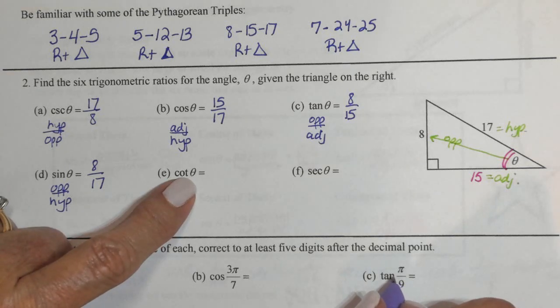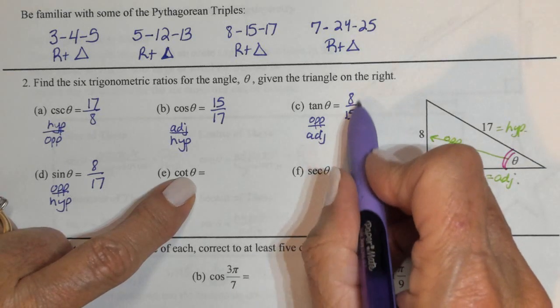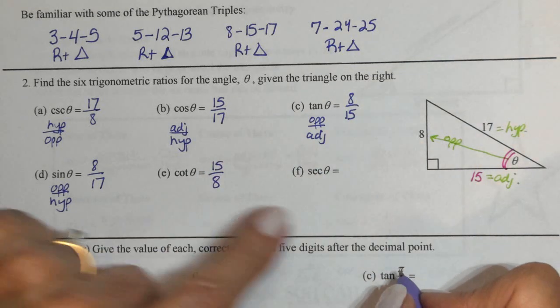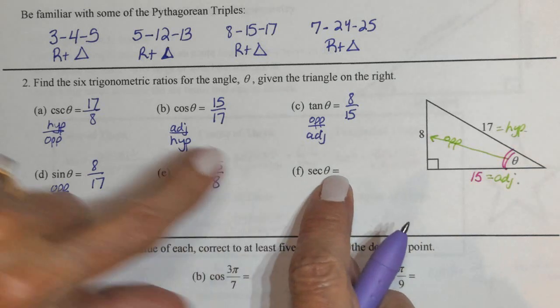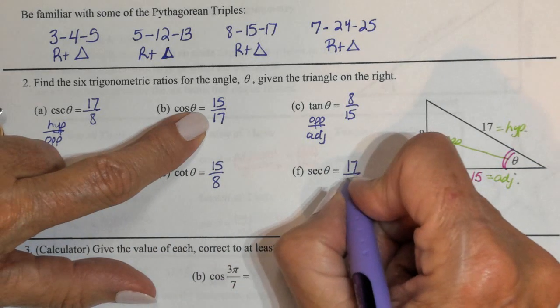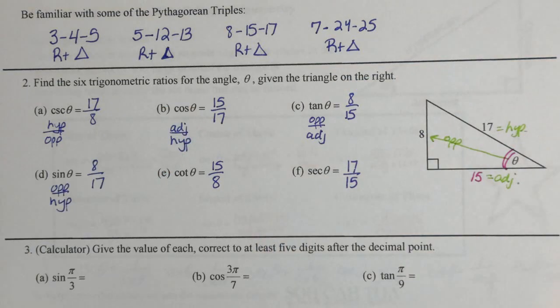Cotangent is the flip of tangent. We already did tangent, so I'm just going to flip it to get cotangent. Secant is the flip of cosine. I already got cosine, so I'm going to flip that to get secant.